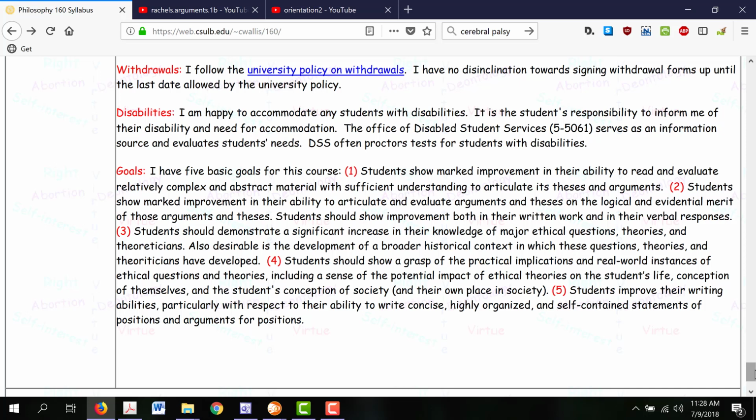So students finally, hopefully, will improve their writing abilities, particularly with respect to their ability to write concise, highly organized, and self-contained statements of positions and arguments for those positions. So with any luck at all, you'll learn the content of this course. You'll learn, refine, and improve associated skills that transfer to real life. Both the content and the skills are going to make for a better life for you.